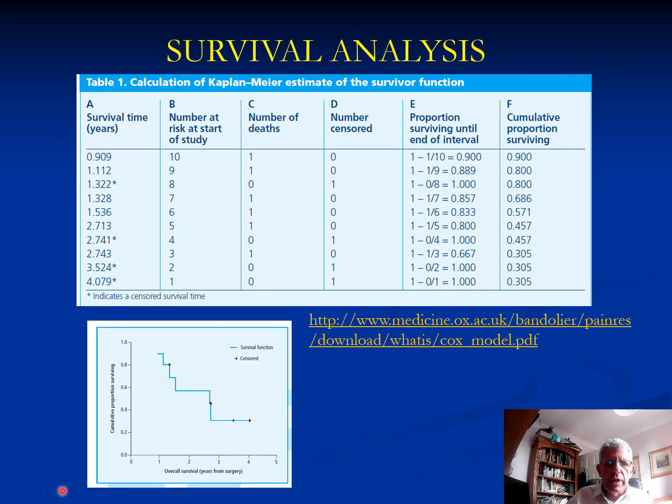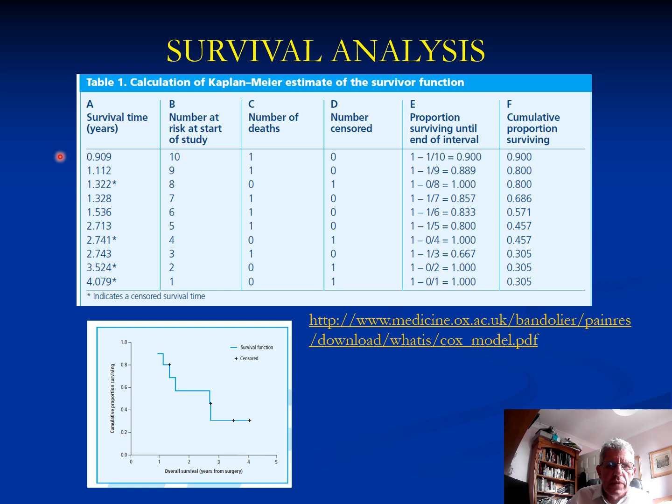This slide shows how survival analysis works in simplified form. We will have a look at the different columns in this table. But just to mention column D, where it says number censored. A censored subject is one who has left the study prior to experiencing an event.